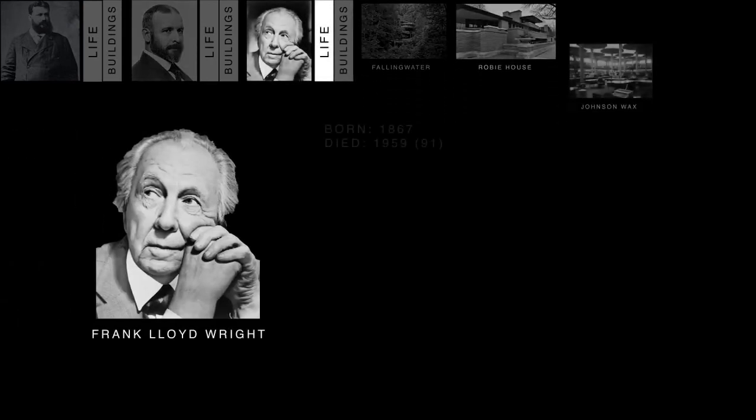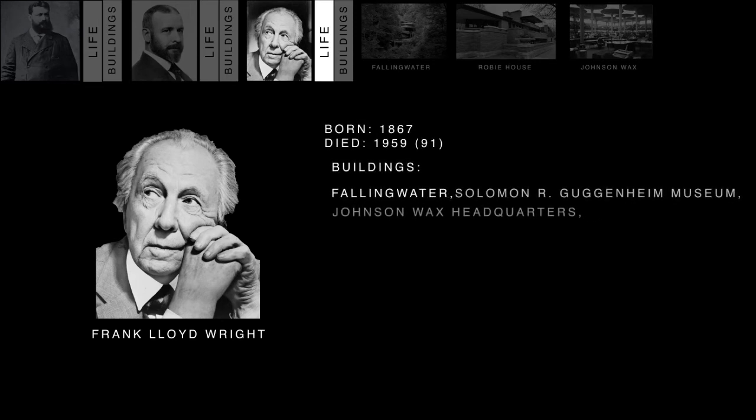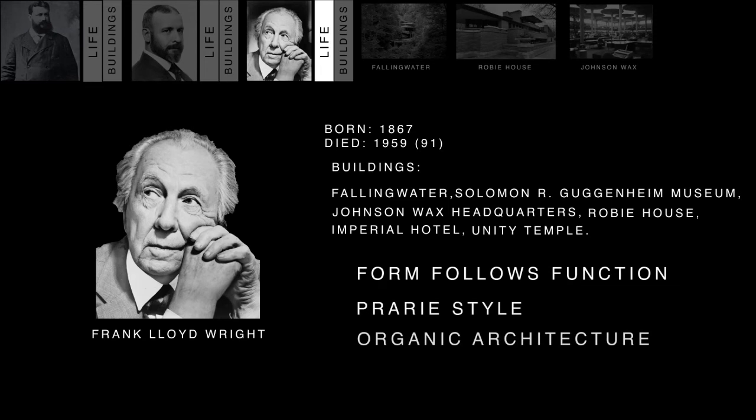Speaking of Wright, he was the third of the Trinity of American modern architecture. Frank Lloyd Wright, born in 1867 and died in 1959 at the age of 91. Buildings: Falling Water, Solomon R. Guggenheim Museum, Johnson Wax Headquarters, Robie House, Imperial Hotel, Unity Temple and many more. The man who built America. He also adopted form follows function as he was the student of Louis Sullivan. He was the father of organic architecture, which is today considered modern architecture.